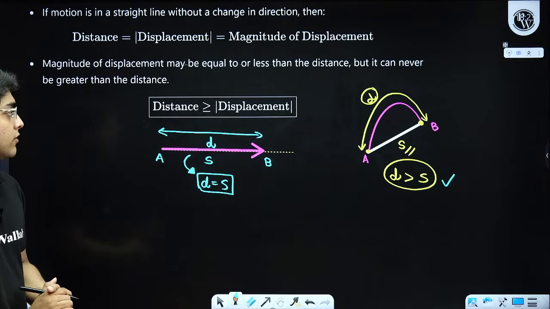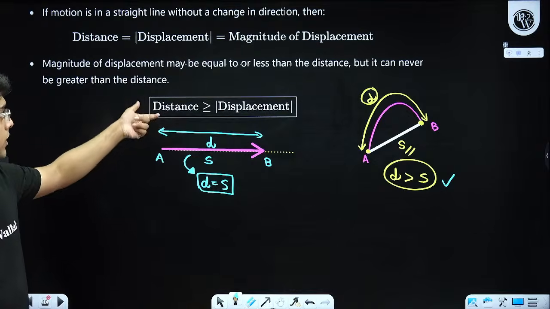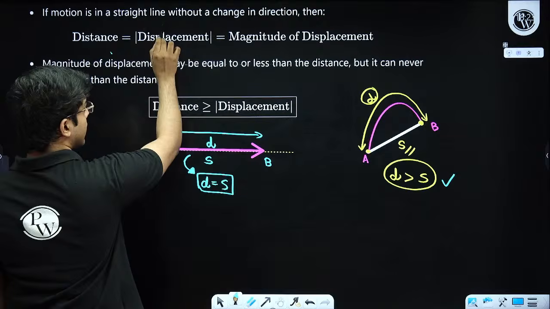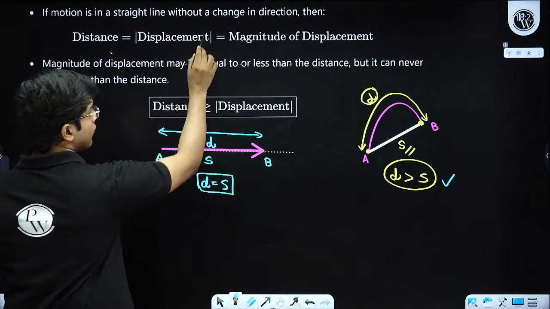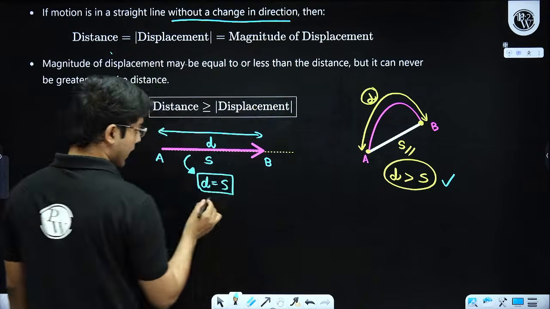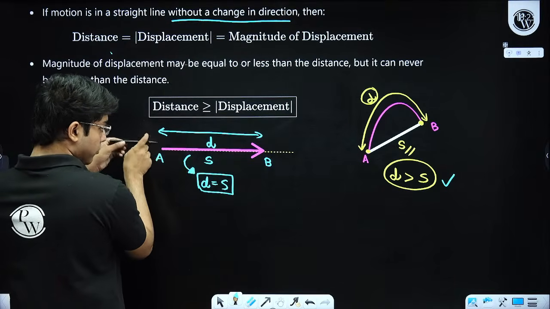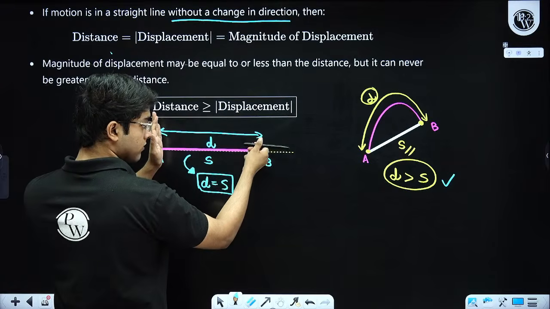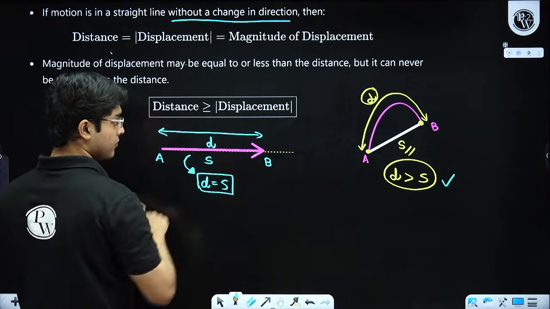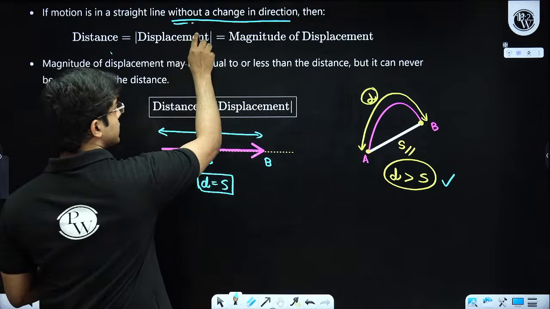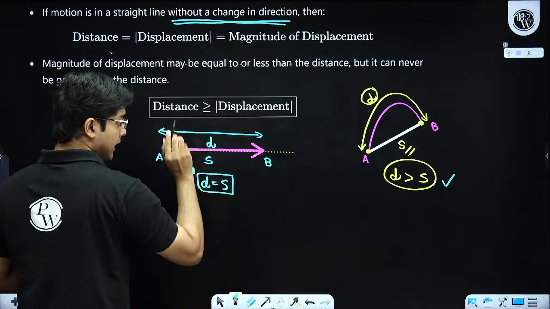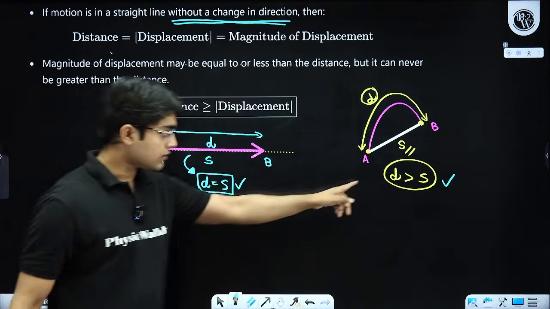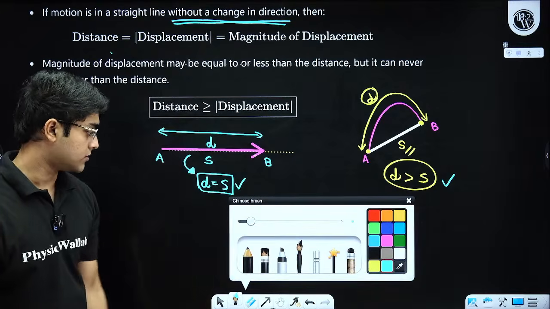So yeah, this is something to keep in mind, guys. This can be asked. So if motion in a straight line is happening like this without a change in direction, that means if it is moving to the right, then it needs to keep moving along the right. It cannot pause in between and start moving to the left. So without a change in direction, this is important. In this case, distance and displacement are equal. In every other case, distance is greater than displacement.